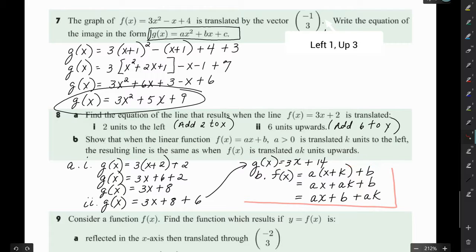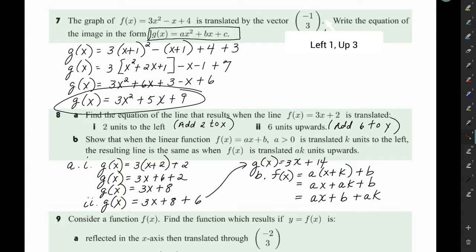If we're going k units to the left, that means we have a plus k in the parentheses. The resulting line is the same as when the function is translated ak units upward. So if I rewrite f of x equals ax plus b and put in that plus k, I distribute the a, and then rewrite it. We have basically proven the point that the linear function f of x equals ax plus b is translated ak units.